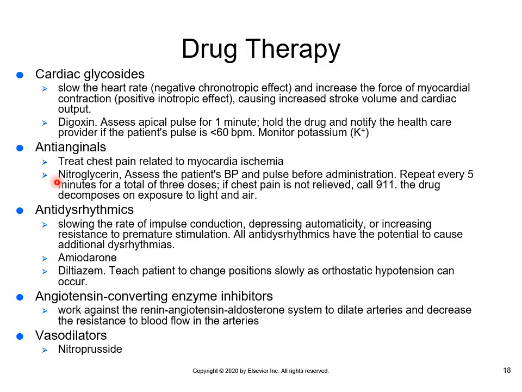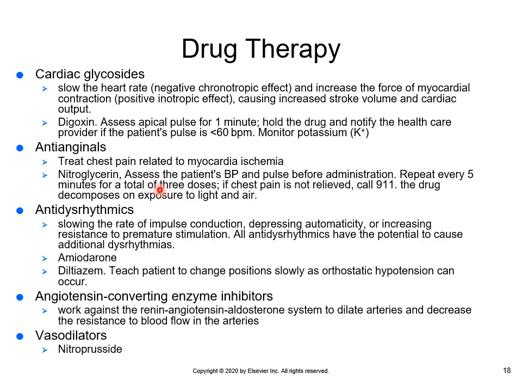Okay, nitroglycerin is the medication that we give, and this is sublingual, meaning we put it under the tongue. Okay, so sublingual. We give this and then check if the chest pain is getting better. If not, you can give it again after 5 minutes for a total of only 3 doses. After the third dose, at 5 minute intervals, if the chest pain is not relieved, that's the time to call 911.